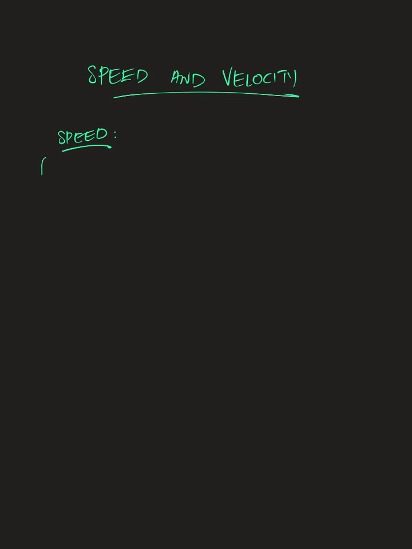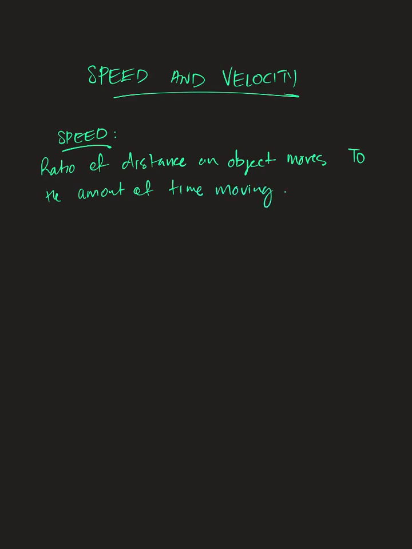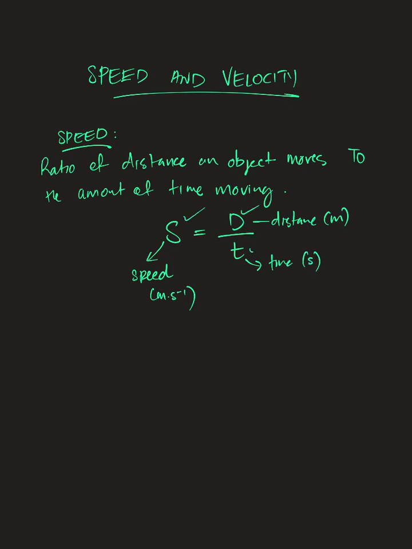So what we look at when we look at speed is we say that speed is the ratio of distance an object moves to the amount of time moving. Right, and if I'm looking at ratio, I'm looking at S is equal to D over T. The S here is speed. Please make sure you get this into your books, which is in meters per second. Distance here is in meters, and time we know is in seconds. And all of these things, speed, distance, time, they all are scalar units, right?